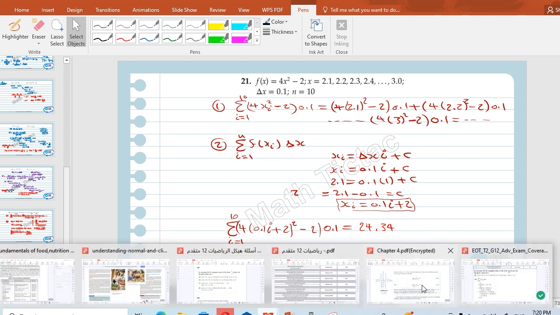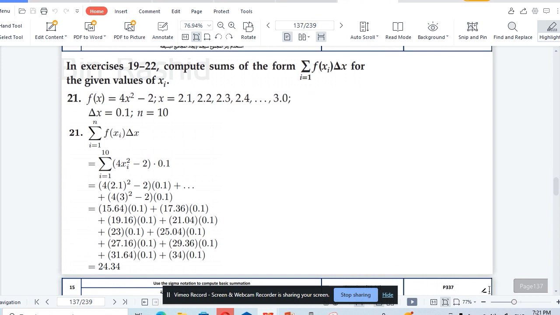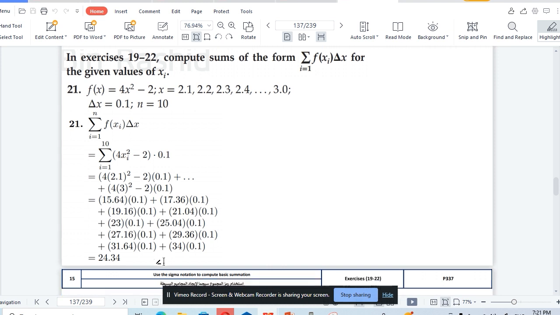So in here, 24.34. That's it. So this is the last part.